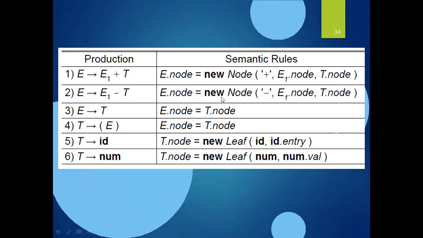So I'm creating a function like this: make node of, or new node of, minus, comma, E1.node, comma, T.node. What this function means is that it creates a node with the fields operators. For rules like this, to write a function, we have three fields: one is for the operator, and the others are the two pointers, one left and the next one right.